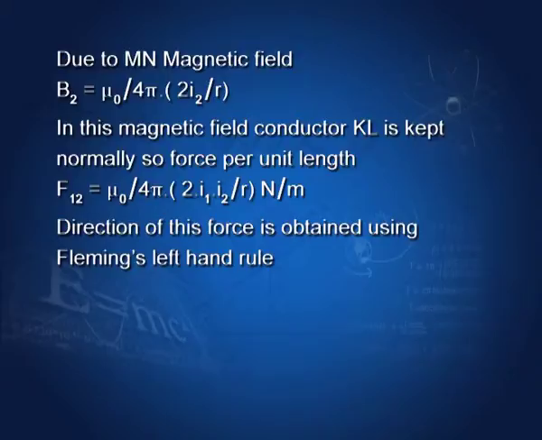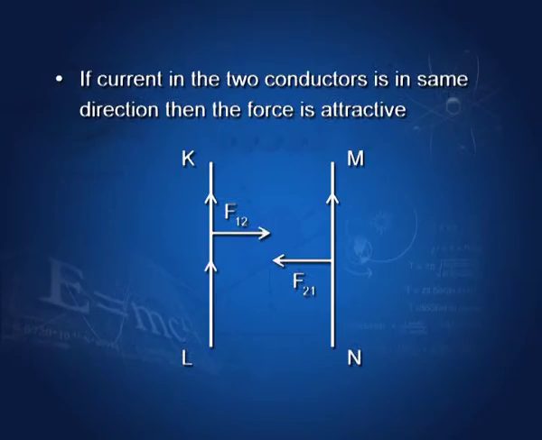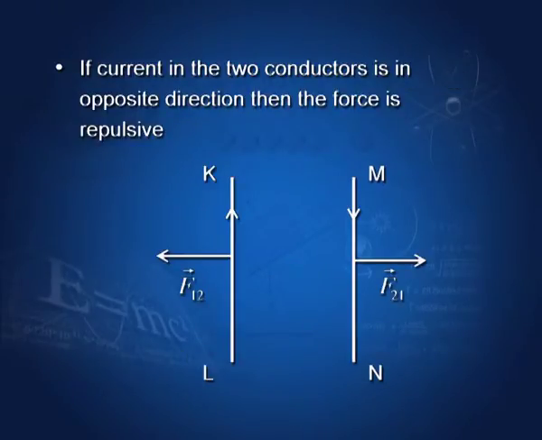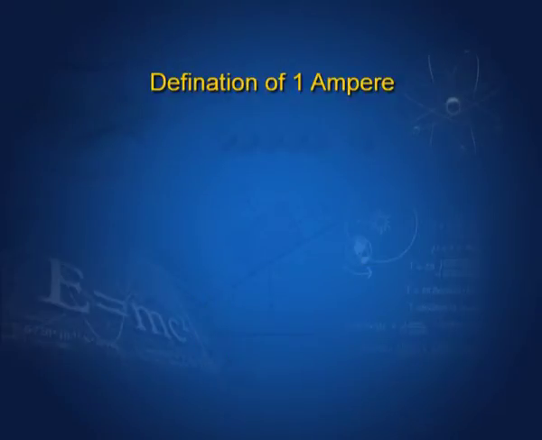The direction of this force is obtained using Fleming's left hand rule. If the current in the two conductors is in the same direction as shown in the diagram, then the force is attractive, whereas if the current is in the opposite direction, then the force will be repulsive as shown in the diagram.